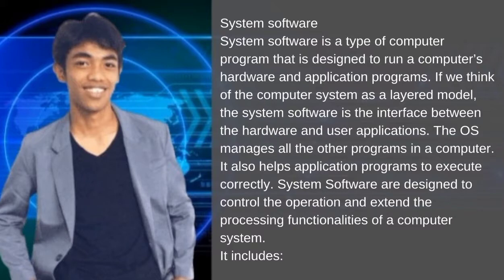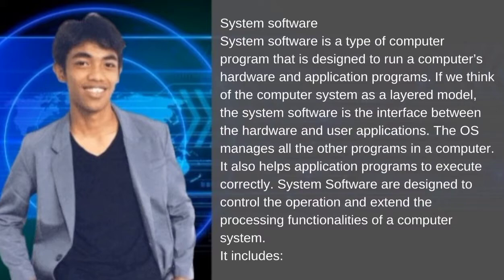System software serves as the interface between the application software and the computer hardware. System software is a type of computer program that is designed to run a computer's hardware and application programs. If you think of the computer as a layered model, the system software is the interface between the hardware and the user application. The OS manages all the other programs in the computer. It also helps application programs to execute correctly. It is designed to control the operation and extend the processing functionalities of a computer system.